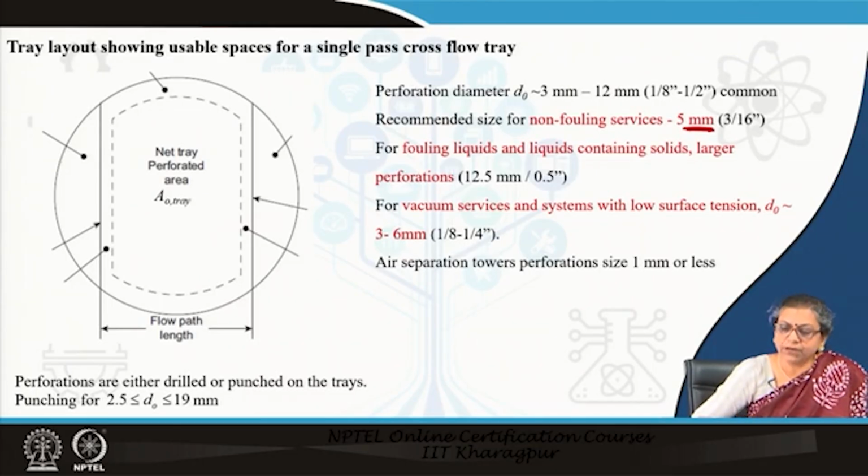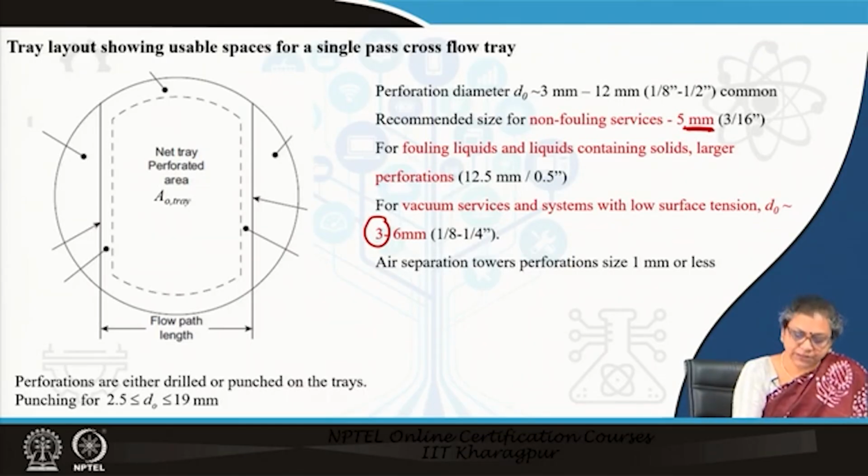Just for you to remember, suppose we have a fouling liquid, or liquids containing solids. In that case, there is a chance of the perforations getting clogged. Under those situations, we would prefer to go for a higher perforation diameter. Again, if we are having vacuum services or systems with low surface tension, then instead of 5 millimeters, we can go for 3 millimeters. For air separation towers, etc., the perforations can be much smaller, but for our purpose we will go for 5 millimeters diameter perforations.